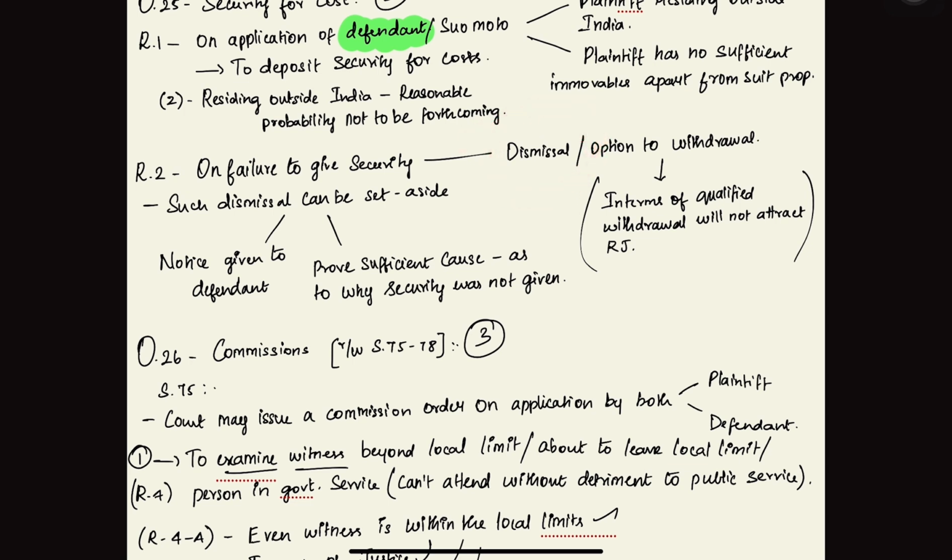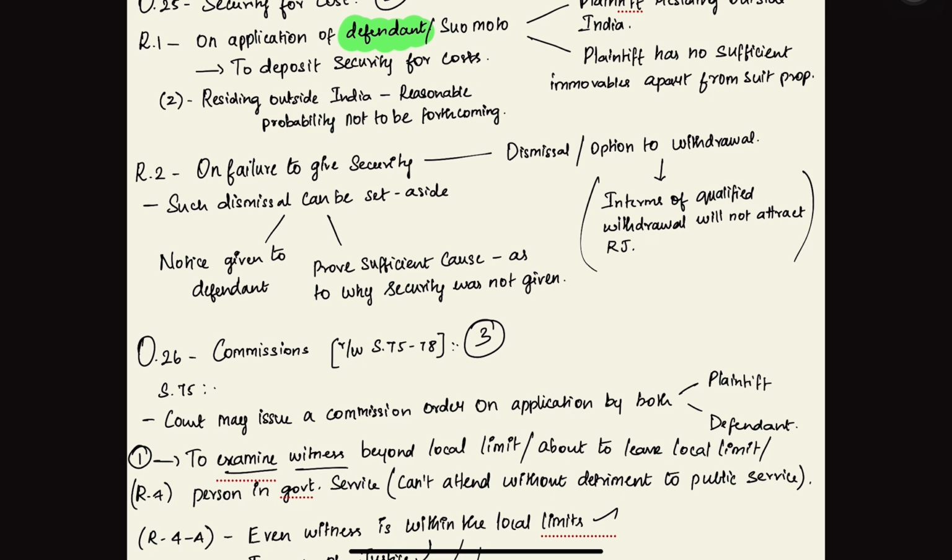If any case is dismissed by the court, such dismissal can be set aside by giving notice to the defendant, and explaining why he is not providing security, right? So security has to be provided by the plaintiff.